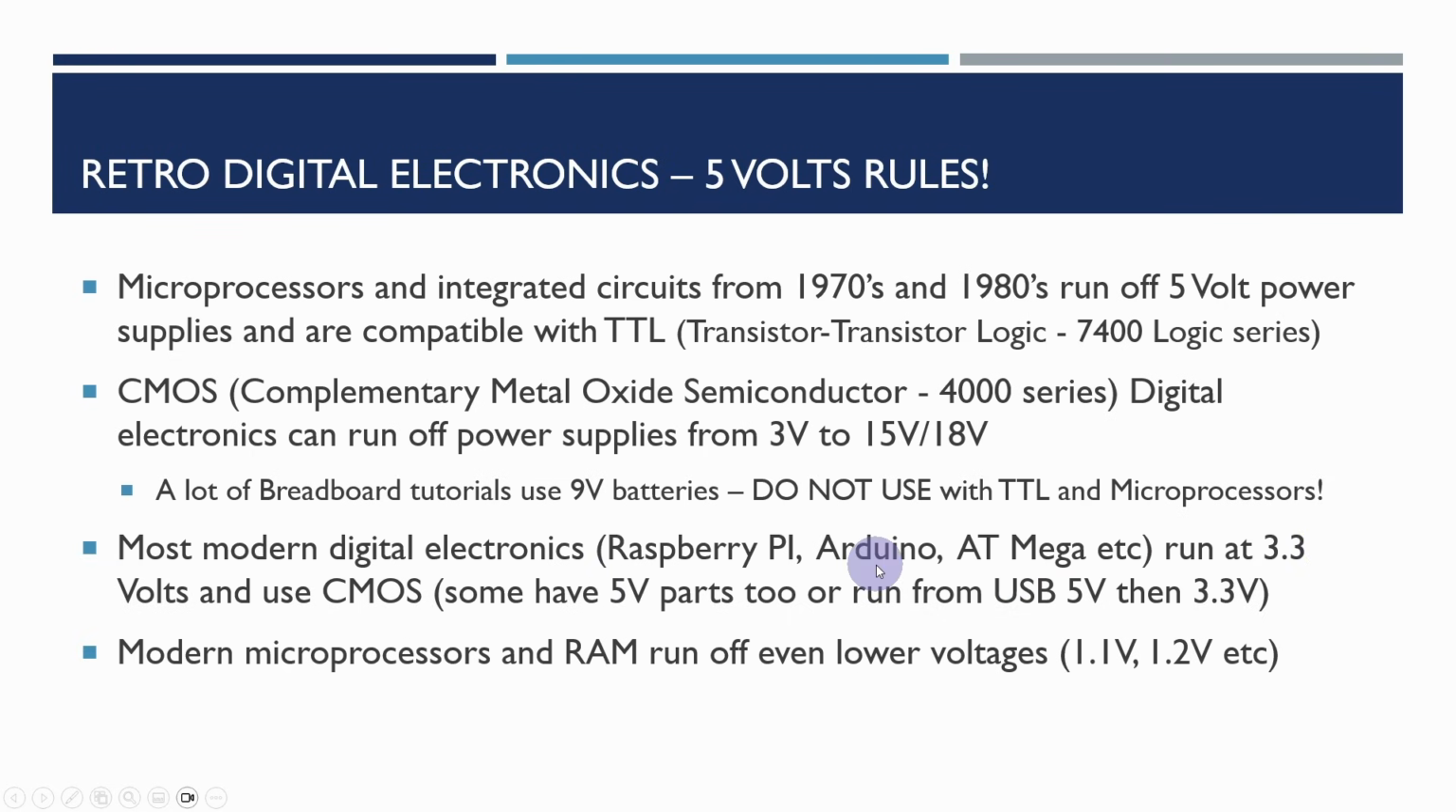Some of them do have 5 volt parts, so I know you can get 5 volt Arduinos which are compatible with 5 volts. And some of them also run off 5 volt USB power supplies, but then the signals are generally 3.3 volts. Also be aware that modern microprocessors and RAM tend to run off even lower voltages, so 1.1 or even 1.2 volts. The modern chips on modern motherboards work off a much, much lower voltage to reduce the power dissipation.